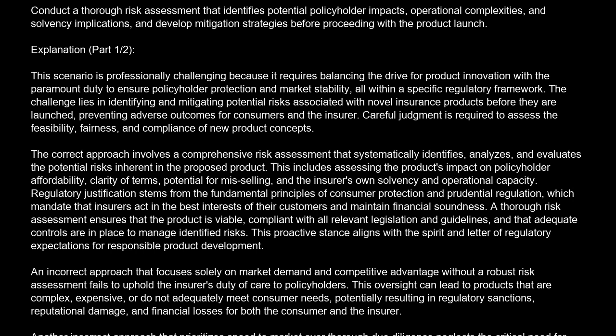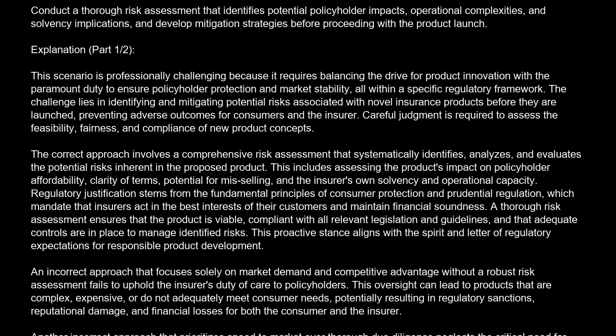The challenge lies in identifying and mitigating potential risks associated with novel insurance products before they are launched, preventing adverse outcomes for consumers and the insurer. Careful judgment is required to assess the feasibility, fairness, and compliance of new product concepts. The correct approach involves a comprehensive risk assessment that systematically identifies, analyzes, and evaluates the potential risks inherent in the proposed product. This includes assessing the product's impact on policyholder affordability, clarity of terms, potential for mis-selling, and the insurer's own solvency and operational capacity.